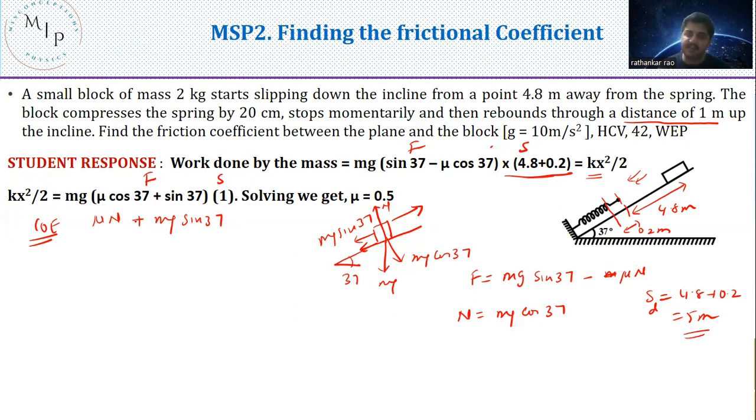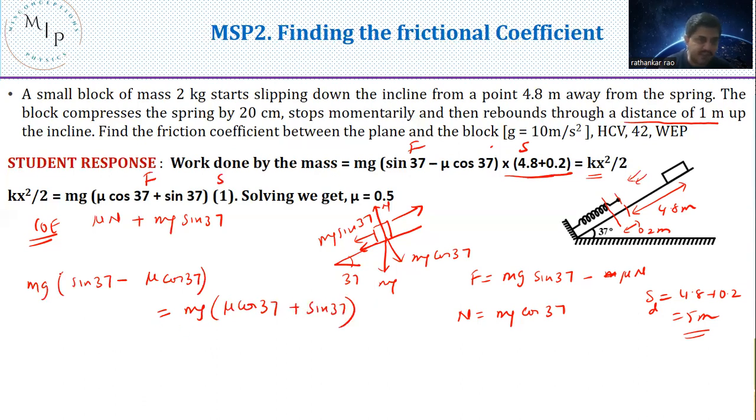Similarly, while it goes backwards, what is the force acting here? Force is acting in the upward direction. S is also in the same direction. And this we have got. So now let us equate these two. I need not find out this value. So I get this as mg into (sine 37 minus mu cos 37) is equal to what do I have here? mg into (mu cos 37 plus sine 37).